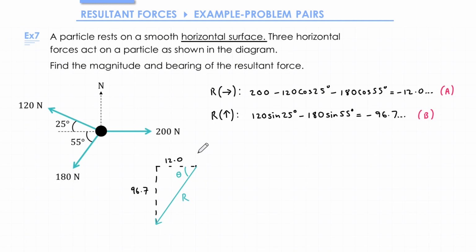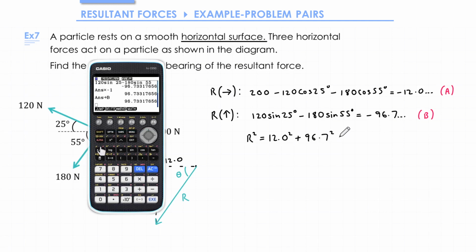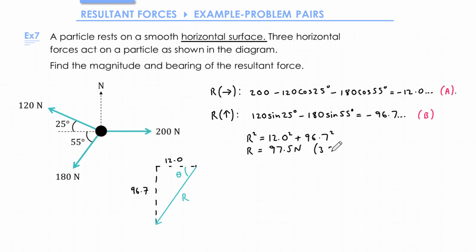So what we've done so far in this question is taken three forces and replaced them by two forces which are perpendicular to each other. This now means I can use Pythagoras and right-angled trigonometry to find the value of R and theta. To find R, we use Pythagoras. As we have the exact values stored in our calculator, we can simply do a squared plus b squared and then square root the answer. And that gives us 97.5 newtons to three significant figures.